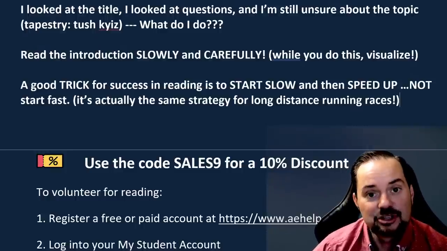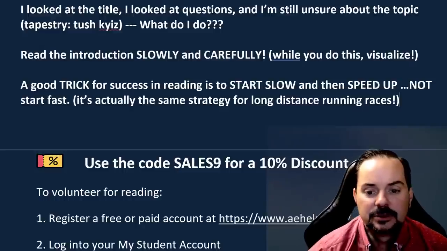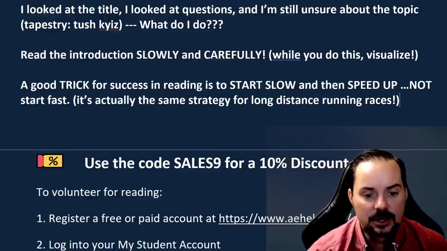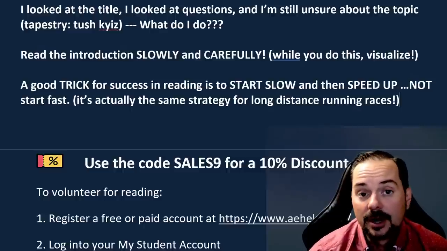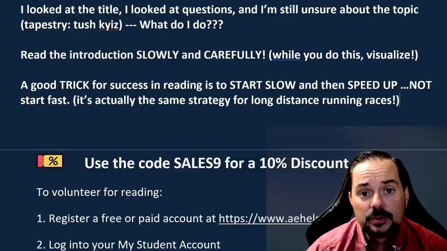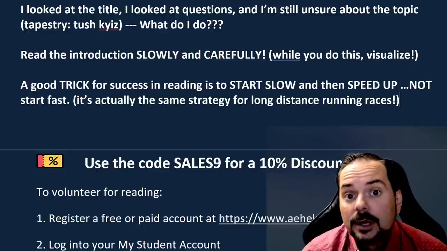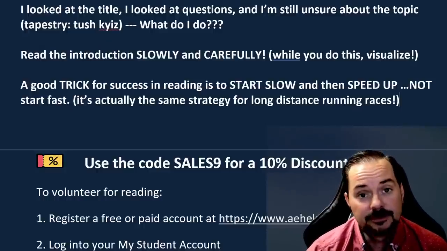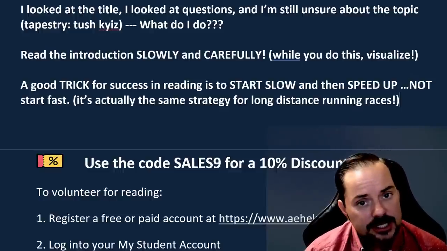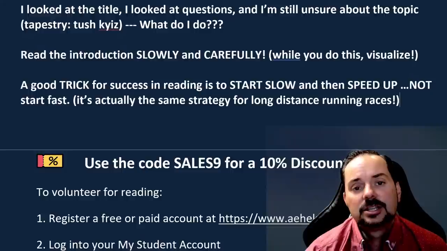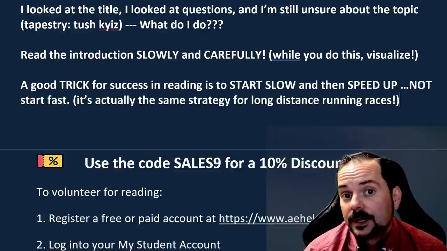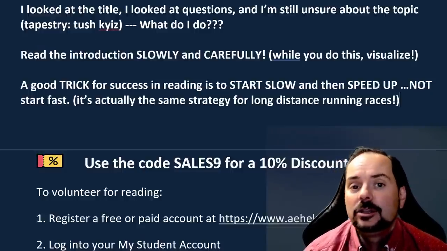I'm still having trouble doing that when I'm running, even though I've been running for a few years. It's really hard for me to not get caught up in the crowd at the beginning and to not run quickly. And I know it's the same for a lot of people doing the IELTS reading. They start really quickly and then they start to get fatigued and tired and confused and they start to slow down. It's just like in a running race. The right strategy is actually the opposite. You start slow, careful, and then you speed up.